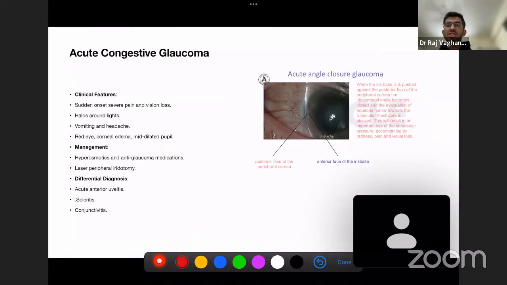Now, what is acute congestive glaucoma or acute angle closure glaucoma? What is acute congestive glaucoma?